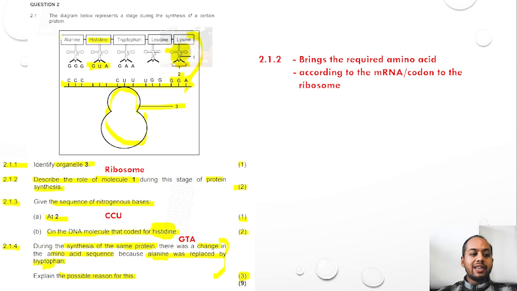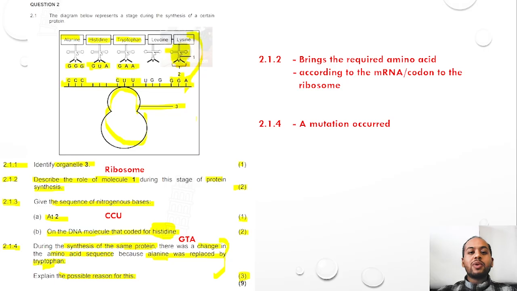Explain the possible reason for this. So if we go to alanine, if we go to tryptophan, we can see that the tRNA anticodons are different. Why were they possibly different? Because the mRNA codons are also different, which means what? The DNA-based triplets are also different.